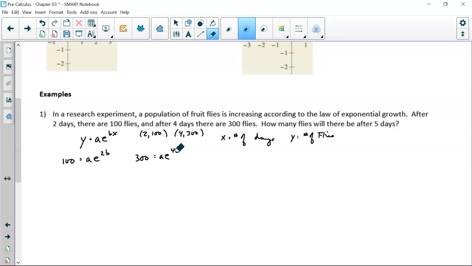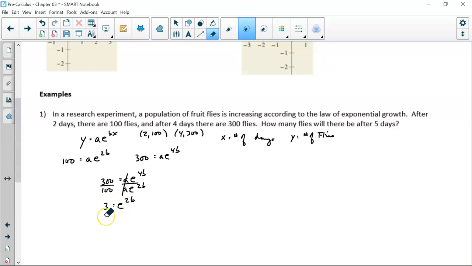Now, one of the ways we can solve this, there's multiple ways to do it, is what I like to do is we're going to be undoing that multiplication so we can divide these two equations. Put the equation with the larger exponent, the 4b, on top. 300 equals a times e to the 4b, and we're going to divide that by 100 equals a e to the 2b. Now, when we divide these, 300 divided by 100 is 3. The a's cancel out, so we're left with e, and then subtract the exponents. 4b minus 2b is 2b. Now we have one variable to solve for.